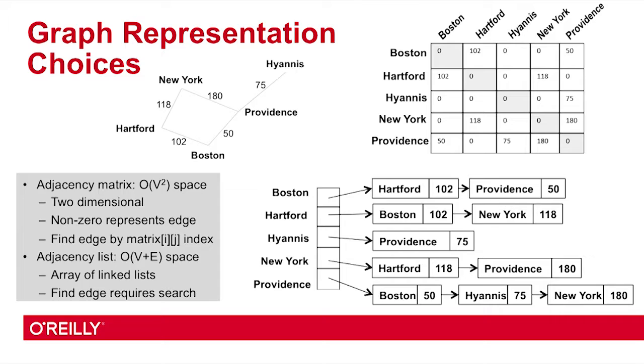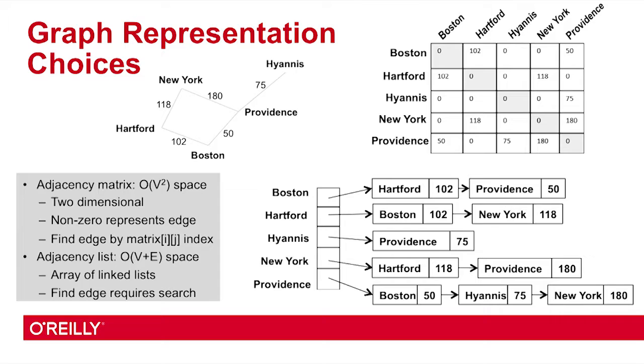Here, I'm going to keep a list of all my vertices, and then for each vertex, I'm going to keep a list of its neighbors. And so I'm using this dynamic structure, which is flexible. Sometimes a vertex might have only one neighbor, as you see here with Hyannis and Providence. Sometimes it might have 3. The same information is being stored in both representations, so there's nothing lost.